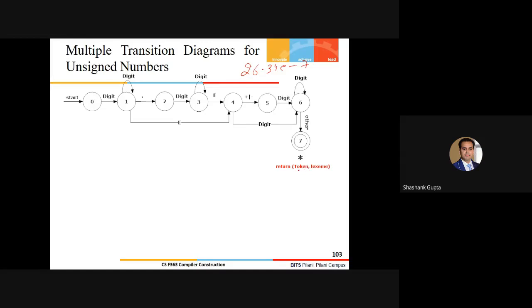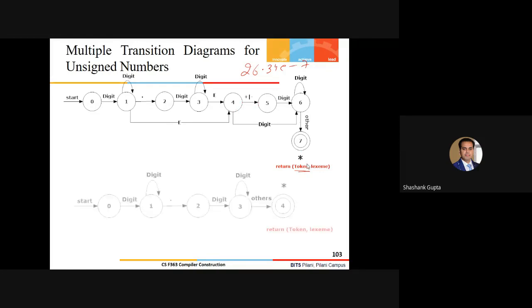Which will let the lexical analyzer return the corresponding token and the corresponding lexeme which I have read. But again, the fractional part is optional and the exponent part is also optional. Fine, guys. So after digits, I can simply ignore the fraction part. I can go for the straightforward exponent, and I can simply take this part again as the same thing.